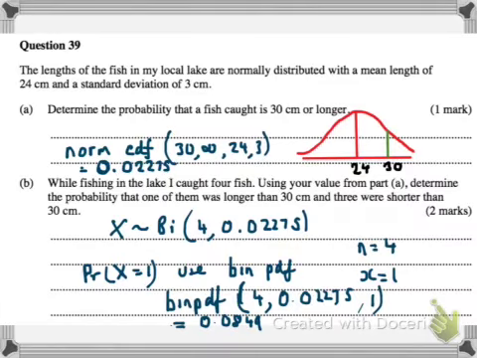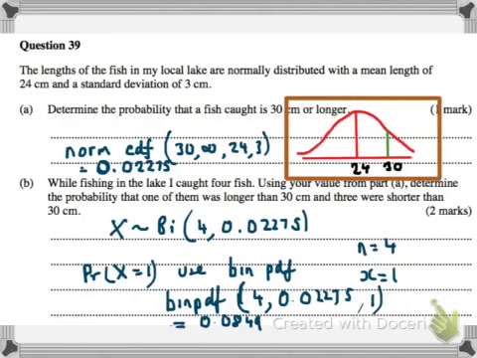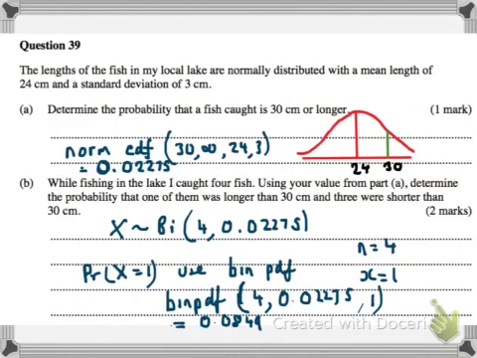Okay, now to the calculator section. The lengths of fish in my local lake are normally distributed with a mean length of 24 and a standard deviation of 3. Determine the probability that a fish caught is 30 centimetres or longer. As you can see here, I've set up our normal distribution curve. There it is, with 24 in the middle because that's the mean, and 30 to its right. And we're looking at the probability that's 30 or greater. So we're looking for this area to the right of 30. In fact, we could shade that in here. And the yellow, that's the area we're looking for there.